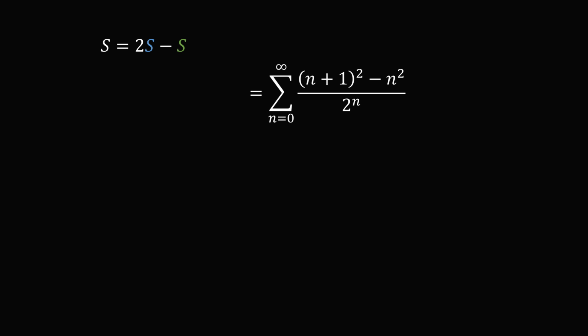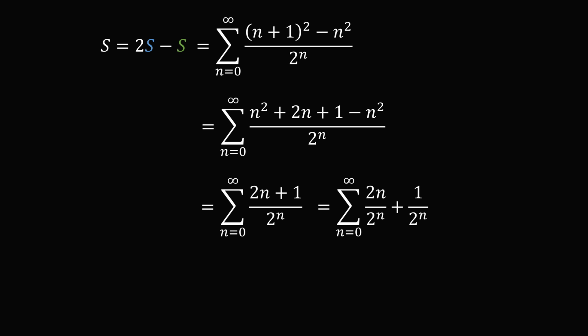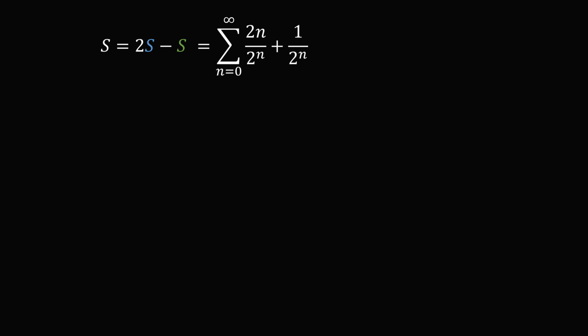We can now simplify the numerator. We expand the binomial, and then cancel out the n squared terms. So we have the sum from n equals 0 to infinity of (2n plus 1) all over 2 to the power of n. We split this apart into 2 different summations.